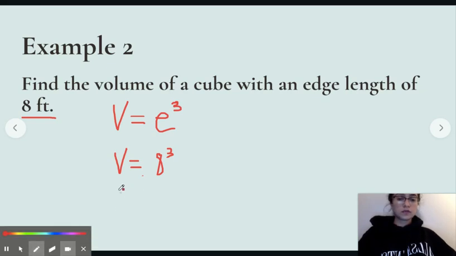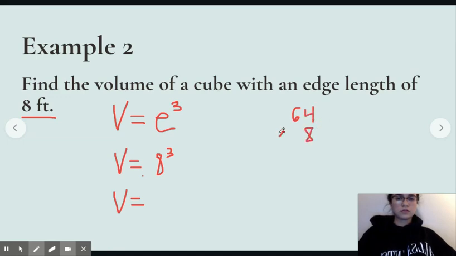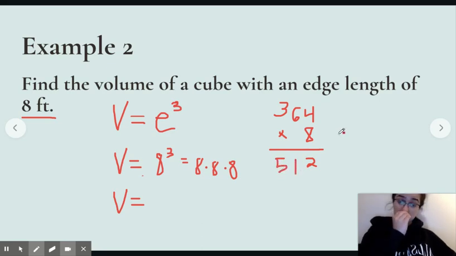Okay, so I'll give you a second to do that on your own. Try to come up with an answer. I don't have a calculator in front of me, so I'm actually going to do this with you guys. Remember, 8 cubed is just 8 times 8 times 8. So I know that 8 times 8 is 64 times 8. 512.